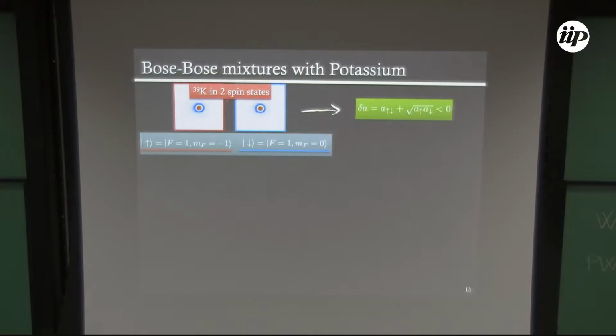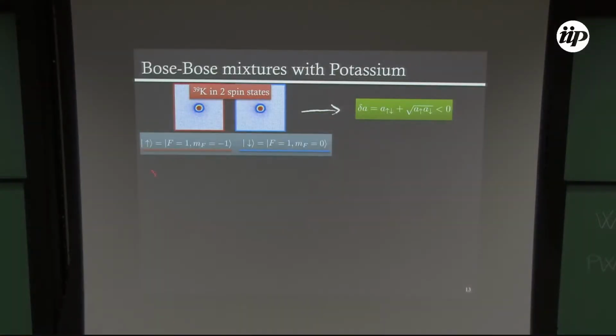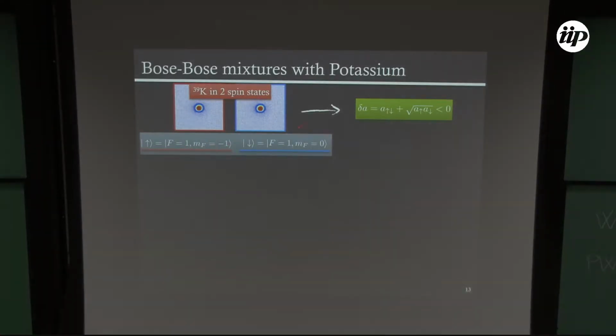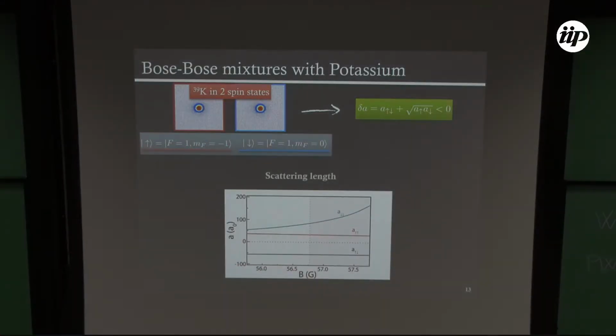Experimentally, we found that the best is using two spin states of potassium 39. In particular, I will call from now up and down the F equal 1, MF equal 1, and F equal 1, MF equal 0. And this is what I call the magic magnetic window, because at this magnetic field, we have the overlap of 3 different Feshbach resonances that allow us to perform this experiment.